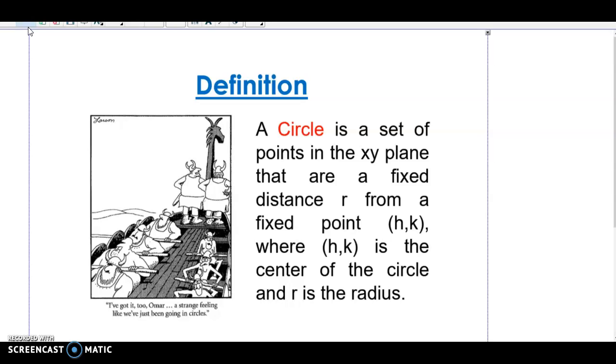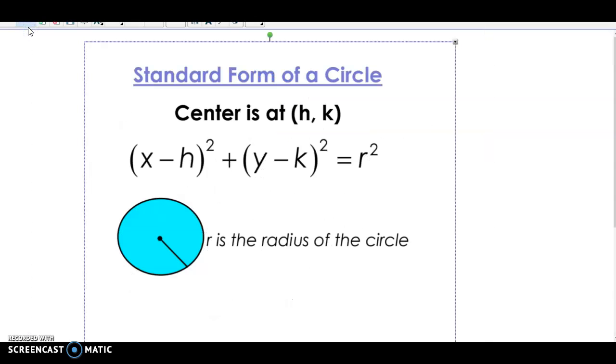Basically, that is just saying that we've got a point somewhere on the xy plane, and we can call that the center of a circle, and we pick a radius. And then all the points that are that exact distance away from the center, that's a circle. So the standard form of a circle is, we have the center at h, k, and so we would have x minus h squared plus y minus k squared equals r squared, where r is the radius of the circle.